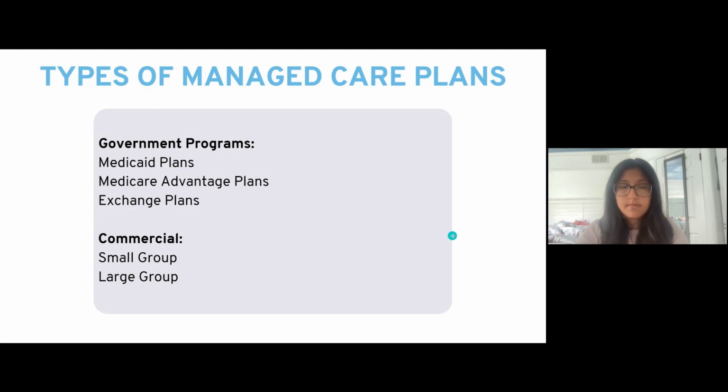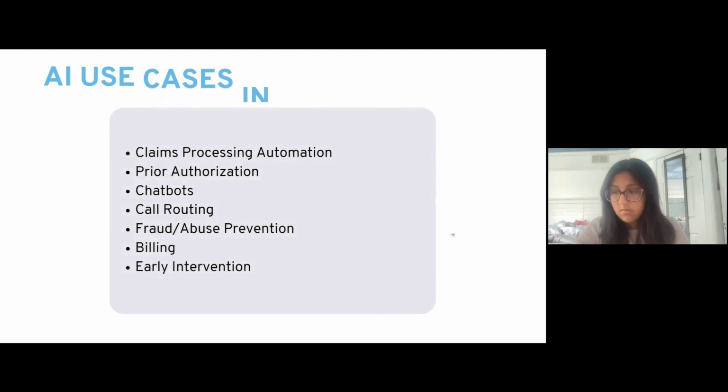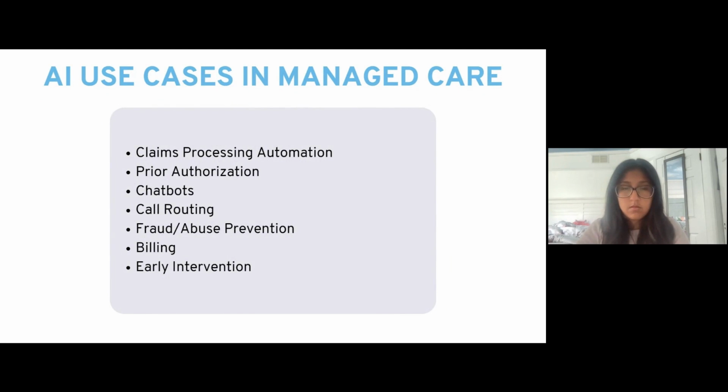But let's move on to the core of the discussion today, which is use cases for AI. So if you look at predominantly the managed care health insurance side of the world, a key component of AI utilization is claims processing automation, right? So let's walk through a member journey.